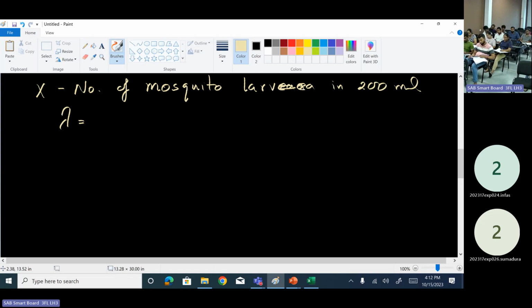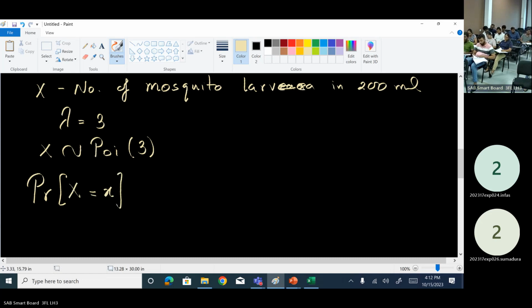Lambda, we have already found that as 3 in the first part. Then this X follows a Poisson distribution. The probability function: probability of X equals x is e to the minus 3, 3 to the x over x factorial. What values can X take? 0, 1, 2, and so on.